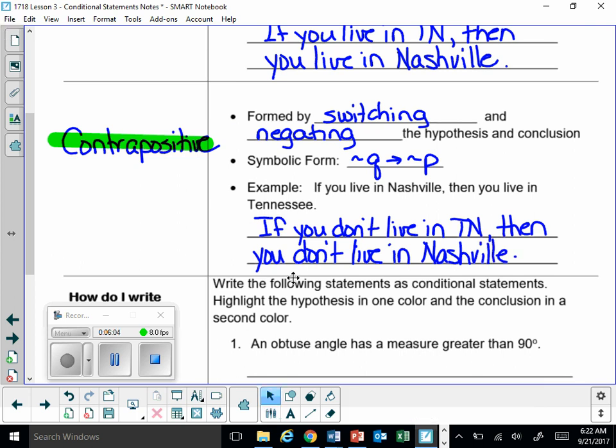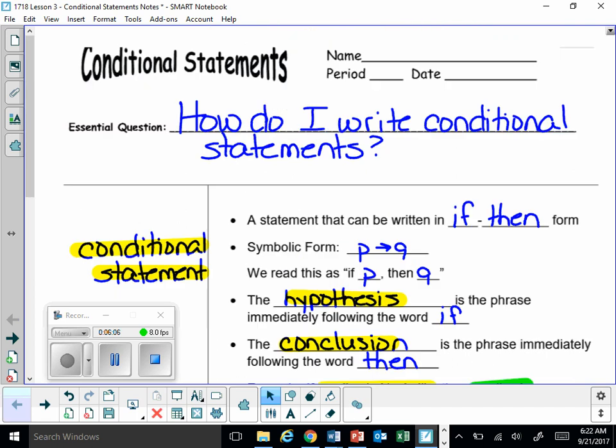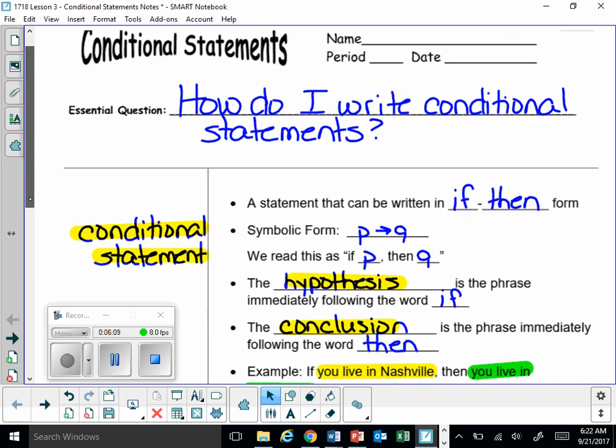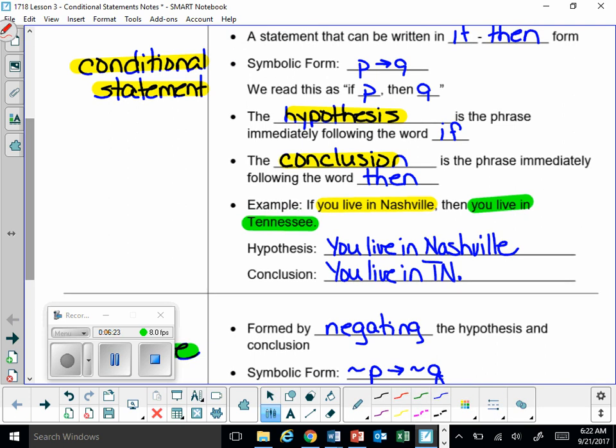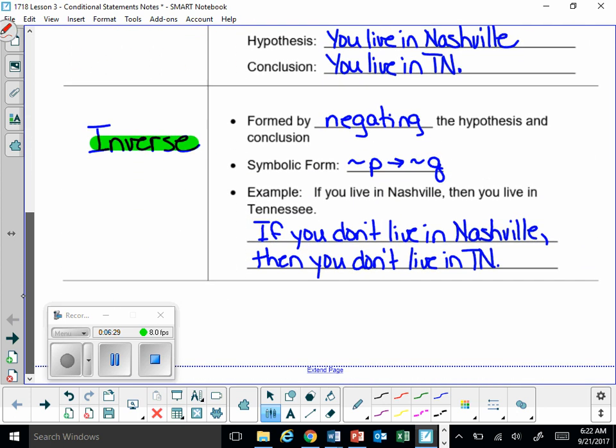Okay, let's back up to the previous page for a moment. Let's look at the conditional statement we have. If you live in Nashville, then you live in Tennessee. Is this true or false? Okay, our truth value for this is true. Nashville is in Tennessee. Let's look at our inverse.